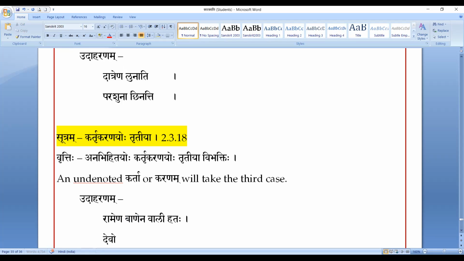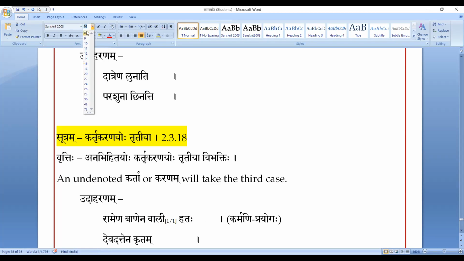Devadattena Kritam, another example I'm giving, where only Karta is there. Done by Devadatta. What is done is not told. Karma is not mentioned. Therefore, it is Bhave Prayoga. Please note, the first example is Karmani Prayoga, where karma is mentioned, Pratama Vibhakti, Vali. Karma is denoted, therefore it is Karmani Prayoga.